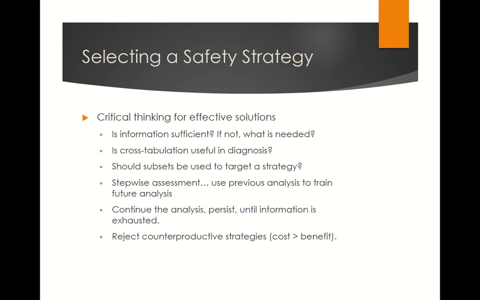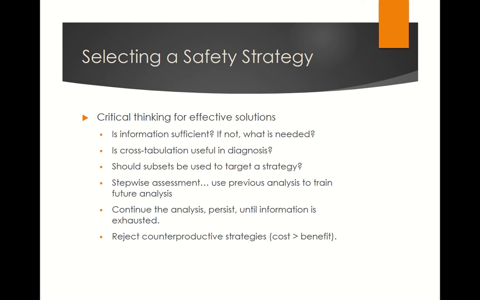Critical thinking for those effective solutions, again, making sure that the solution or the strategy you're offering is appropriate for the issue or the scope of the issue that you have. So is the information you have now sufficient? If not, what else is needed? Should you do some cross-tabulation like they did with time in the previous example? Or should you look at driver age within an issue? Should subsets be used? Should you be looking at different areas in the state or different areas in the city?